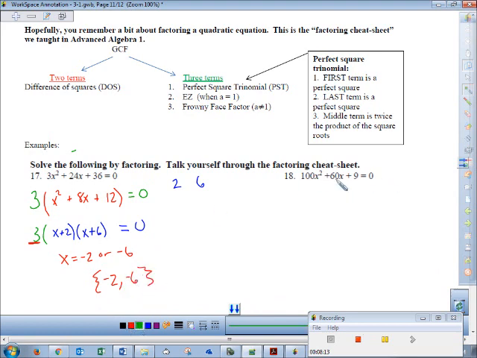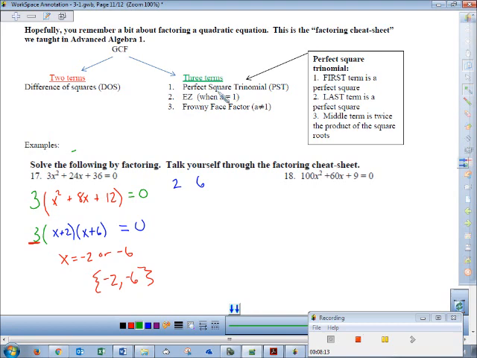Next one, holy cow, 100. This is the total advantage of talking yourself through the factoring cheat sheet. GCF, if you try a 9, it won't go in there. 3 won't go into all these terms. So there is no GCF that I could take out.